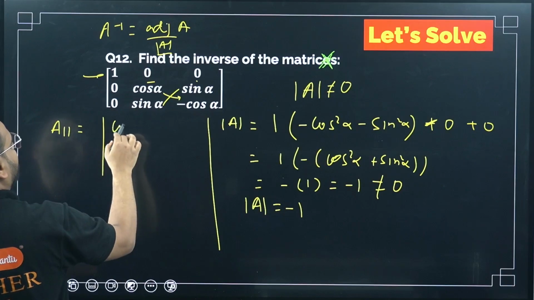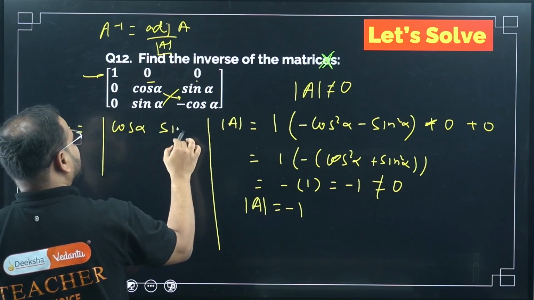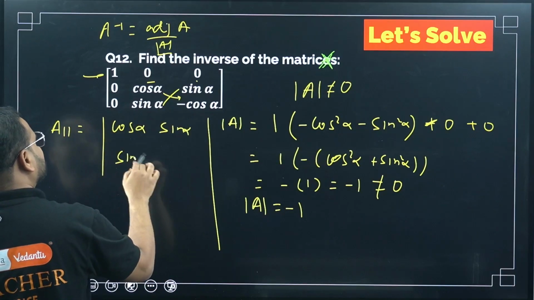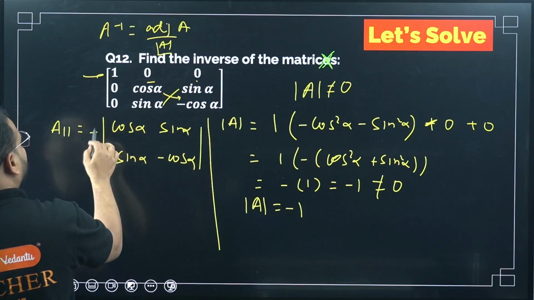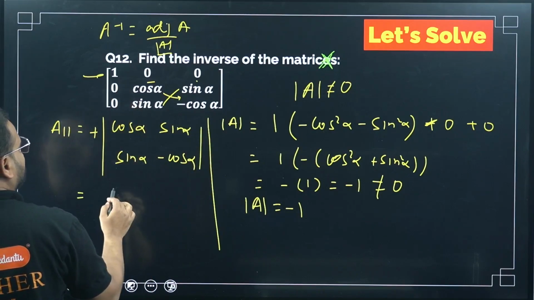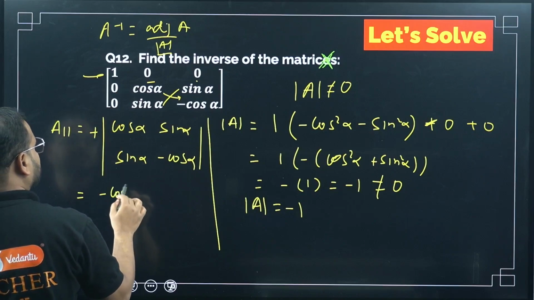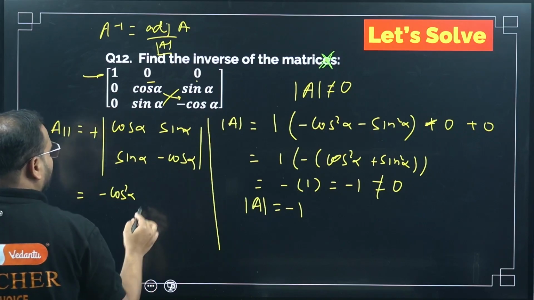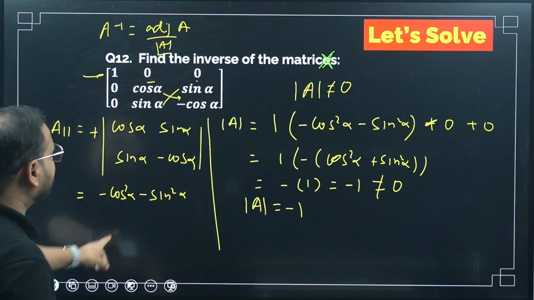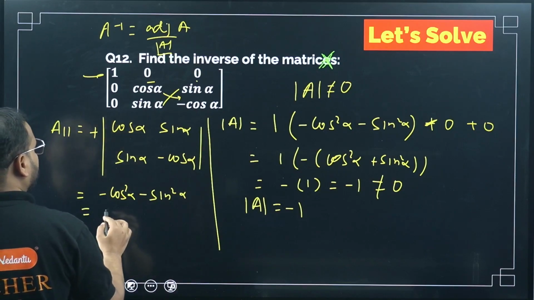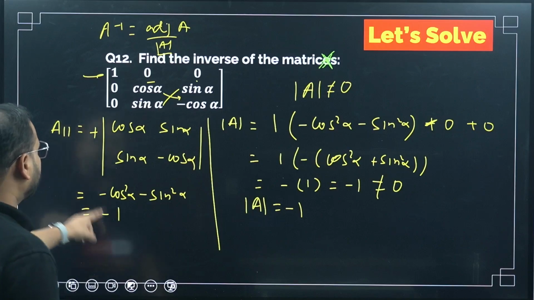Please check. Cos alpha, sin alpha, minus cos alpha, right? Sin will be what? Positive only, because the first element is positive. So what is this? Simply minus cos square alpha. And how much is that? Minus sin square alpha. Yes or no? Yes, right? How much is it going to be? Simply minus 1. Okay. My A11 is coming as minus 1.